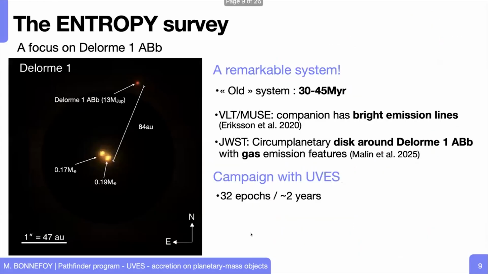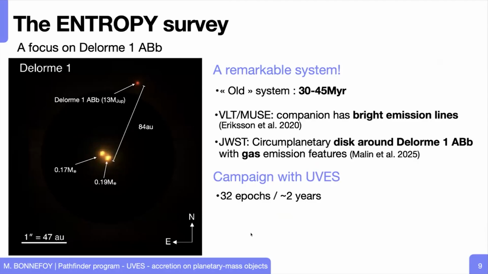So we're seeing a lot of diversity, but let's focus now on one object that I'd like to mention, because this is where the analysis is more mature, and we have learned a lot from that object. It's the LORM 1ABB. It's a 13 Jupiter mass object around a pair of 45 million years old stars. The companion is known to have a disk. It was found with the James Webb Space Telescope.